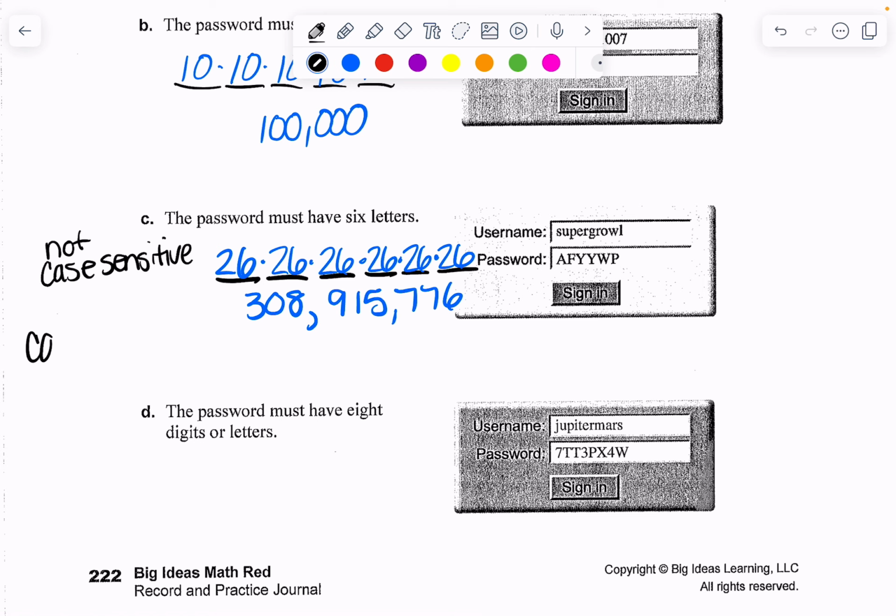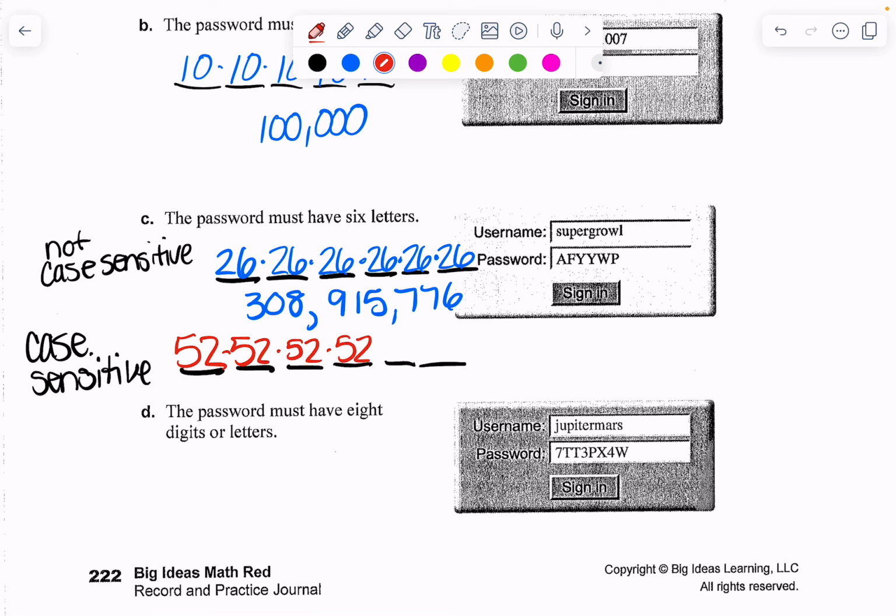If we were to say case sensitive, meaning capital A is different than lowercase a, let's look at how that changes that number. Some people think it just doubles that number. But now, instead of 26 outcomes, I actually have 52 outcomes for each one. Because I have all lowercase letters, which would be 26 possible outcomes, and all uppercase letters, which would be another 26. So if I multiply 52 times 52 times 52 times 52 times 52, you actually end up with a really huge number. And it's not just double. It's going to go into our billions here.